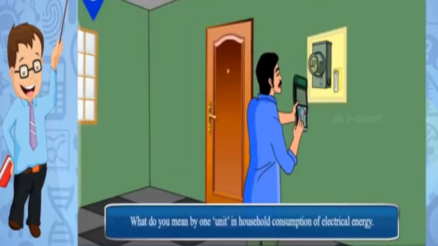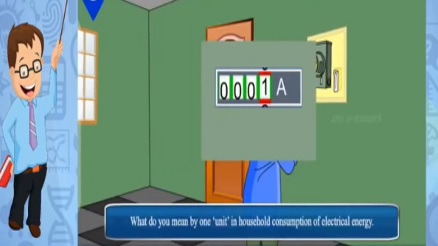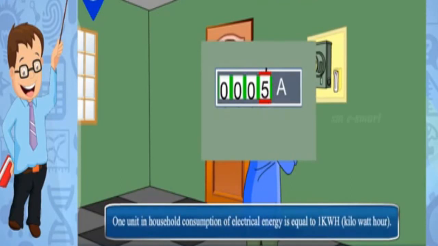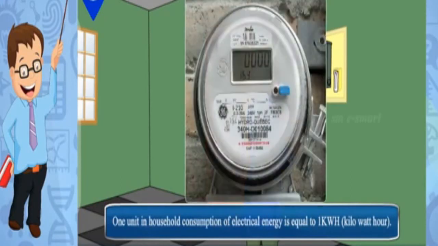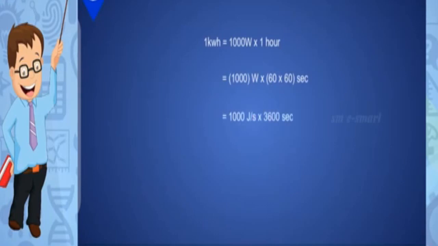What do you mean by 1 unit? In household consumption of electrical energy, 1 unit is equal to 1 kilowatt hour. 1 kilowatt hour equals 1000 watts into 1 hour, which is 1000 watts into 3600 seconds. 1000 joules per second into 3600 seconds equals 36 into 10⁵ joules.